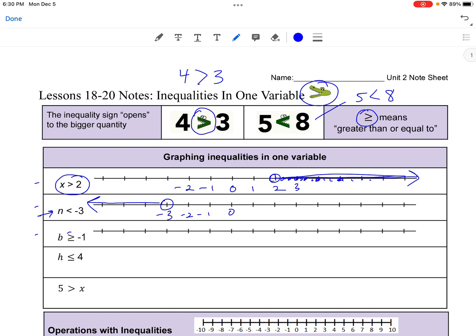Now here's one with a greater than or equal to sign. So in this case, b is greater than or equal to 1. We're actually going to do a filled in circle because b can be 1. Or it could be any of the quantities greater than 1. You're going to do your own here, so pause the video and try this on your own.